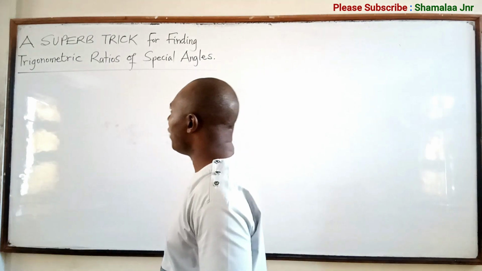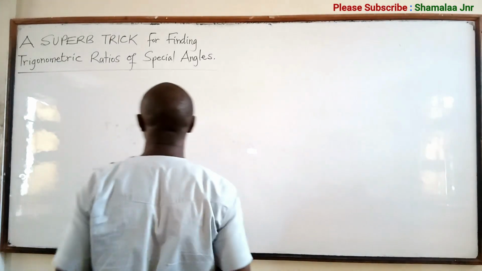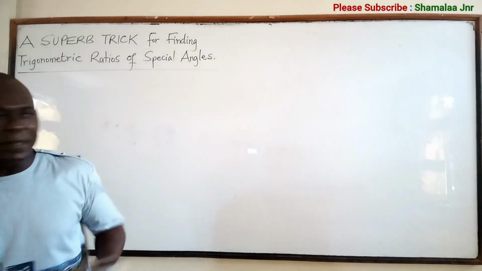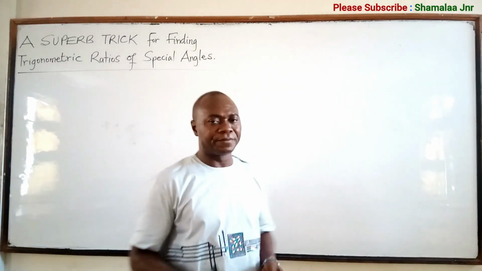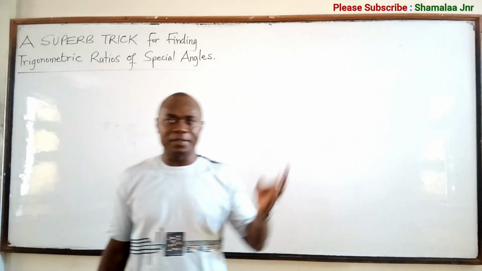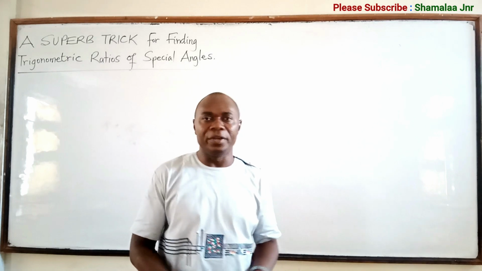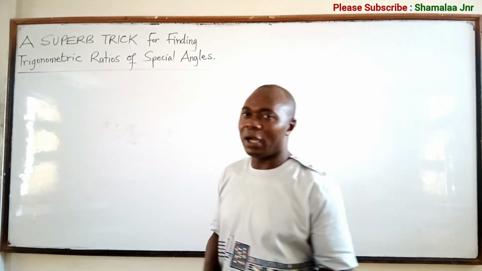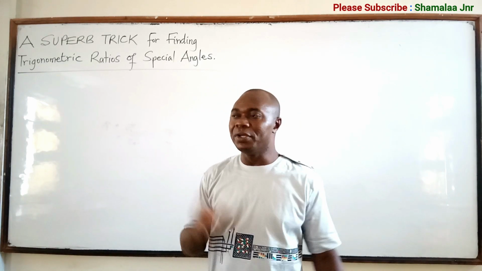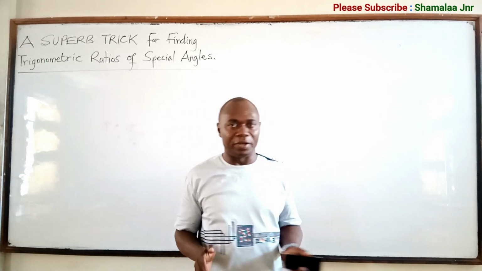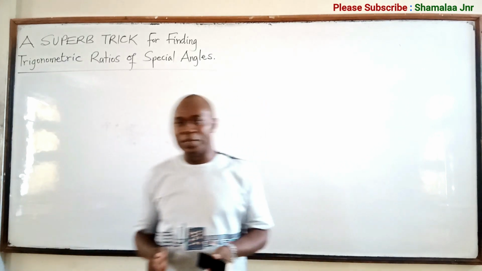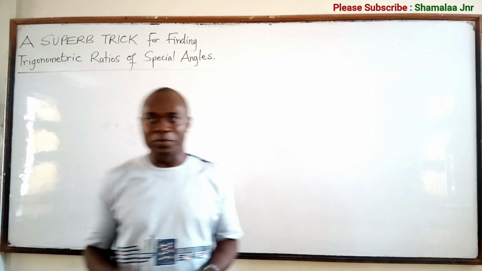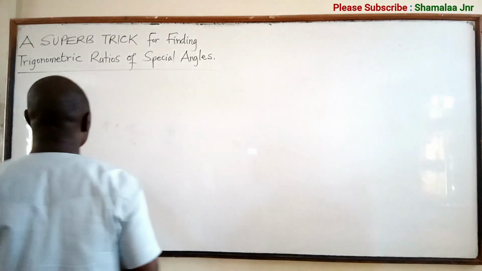Today I want to share with you a superb trick for finding trigonometric ratios of special angles. Yes, the special angles you know in trigonometry are 0 degrees, 30 degrees, 45 degrees, 60 degrees, 90 degrees, etc. So today I want to share with you a trick that can be used to find, say, sine 0 degrees, sine 30 degrees, cos 45 degrees, tan 45 degrees, with ease.